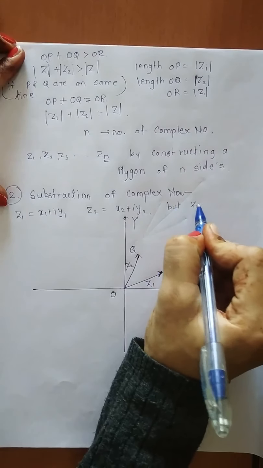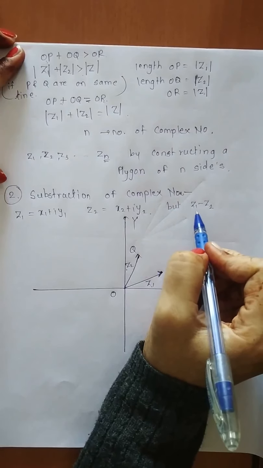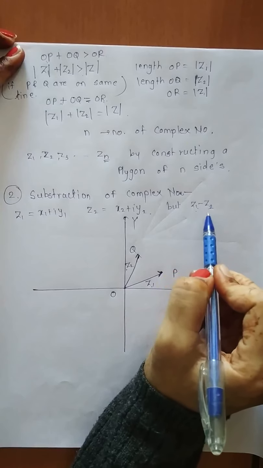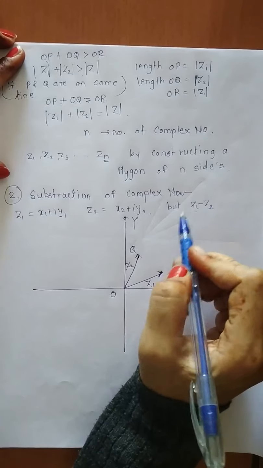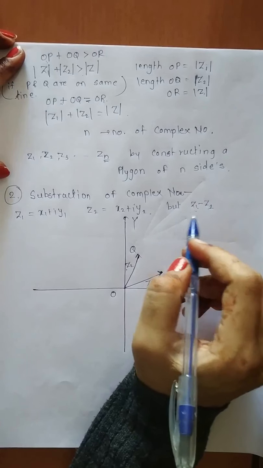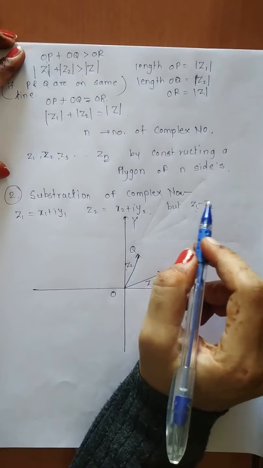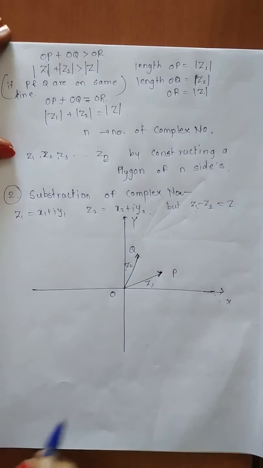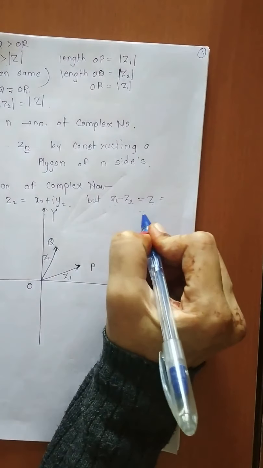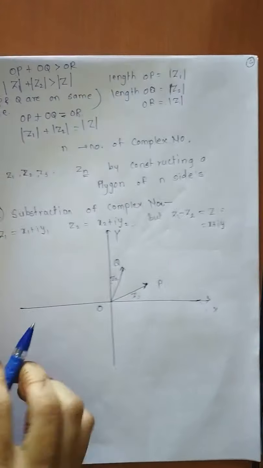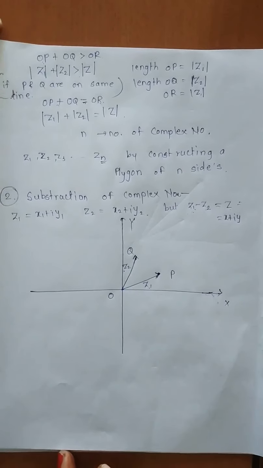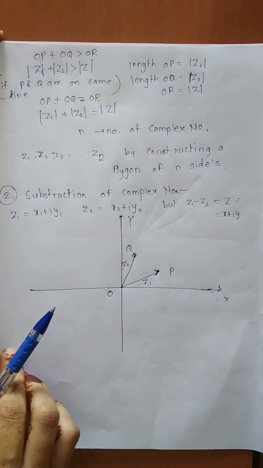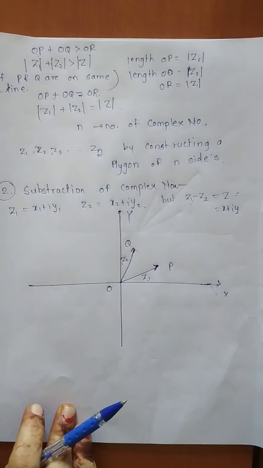But we have to find Z1 minus Z2. Now in the previous lecture we have already discussed that the subtraction of two complex numbers is nothing but a new complex number. Means if we subtract two complex numbers, we will get the answer again in the form of a complex number. So I am considering that complex number as Z, which is again x plus iy. Similarly to the previous addition point, the subtraction of two complex numbers is nothing but another complex number.